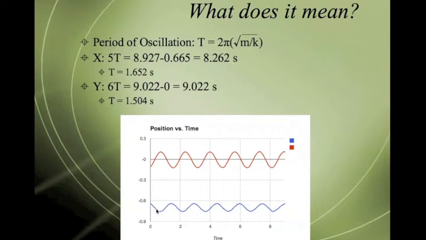For the y, I did the same thing from the top of each slope. So there's 6 periods of oscillation in between here, and I took the top of the last one subtracted by the first one, which equals 9.022 seconds, and divided that by 6 in order to get the period of oscillation to equal 1.504 seconds.